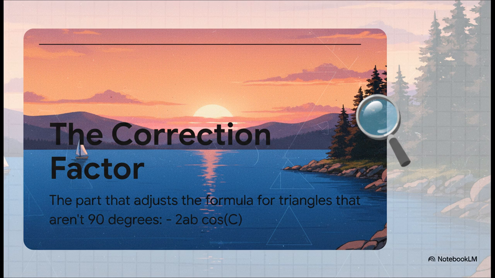And here it is, the secret sauce. This whole chunk, minus 2ab cosine of C, this is that correction factor we were talking about. It's the part that perfectly tweaks the calculation depending on how wide or how narrow that angle C is. It's what makes the whole thing work for any triangle.